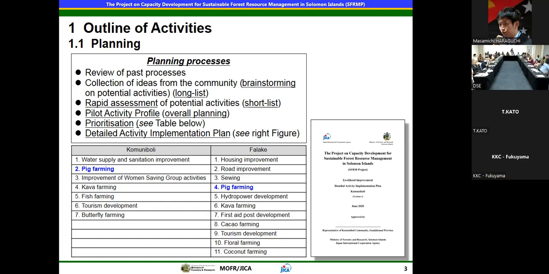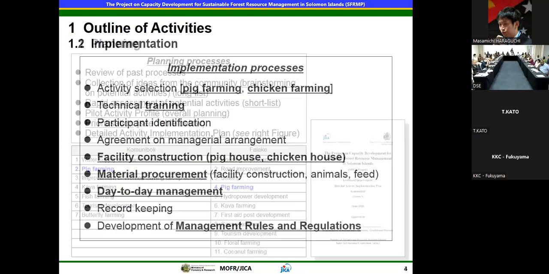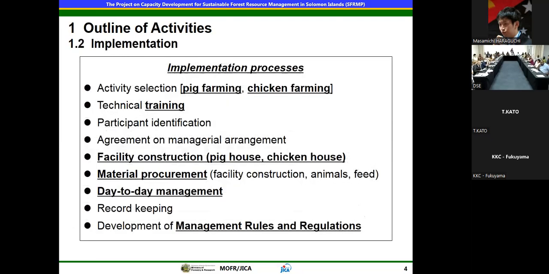As you can see on the right, that is just the first page of the implementation plan. You can also see the table below, which lists the activities that both pilot sites would like to be implemented. Then we move on to the implementation process after all the planning has been done.